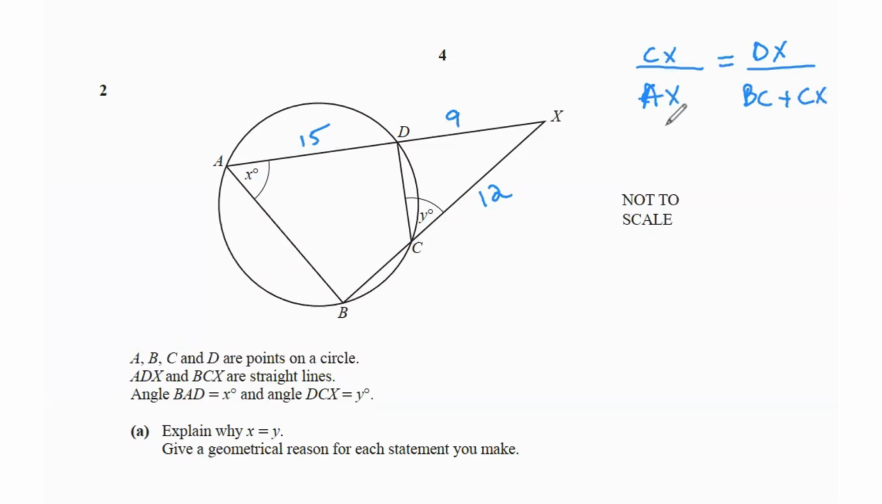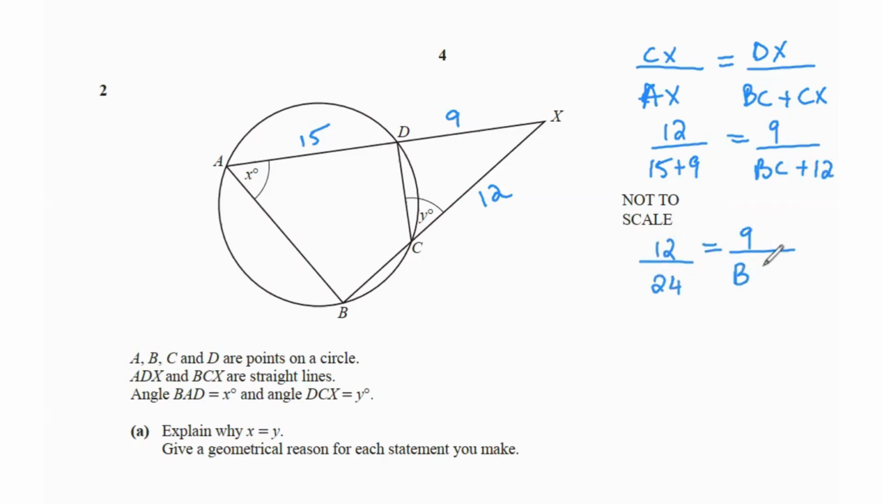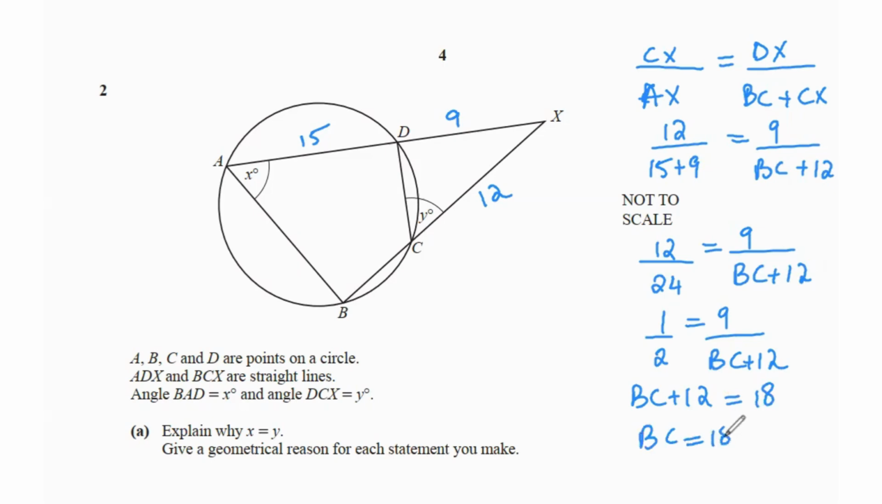So CX is going to be 12 over AX, which is 15 plus 9, and DX is 9 over BC plus 12. So that's 12 over 24 equals to 9 over BC plus 12. That's 1 over 2. So then BC plus 12 equals to 18. And BC is 18 minus 12. And that is 6. That's your answer.